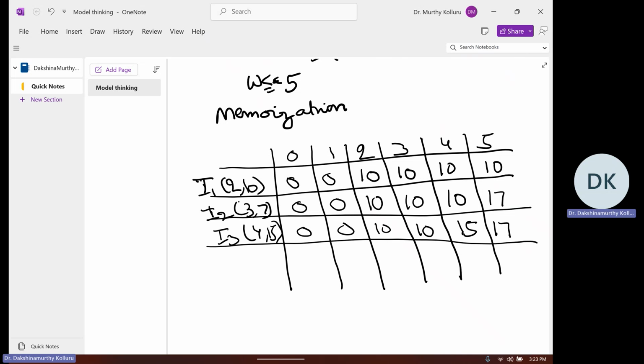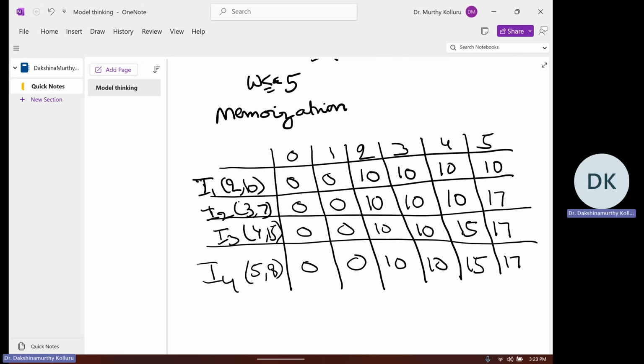Now, item 4, the weight is 5, value is 8. Where I can't include it, the best is without it. I can't include this here, so the best is 0. I can't include here, the best is 10. I can't include here, the best is 10. I can't include here, the best is 15. Now at 5, I can include it. I get a value of 8 and nothing else is left. So 8. If I don't include it, this. So this is all the possibilities.